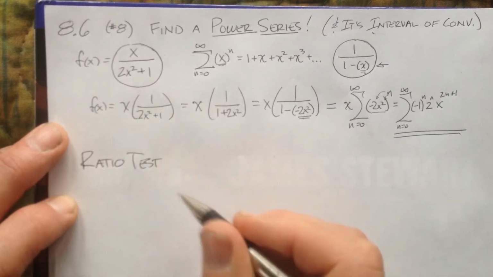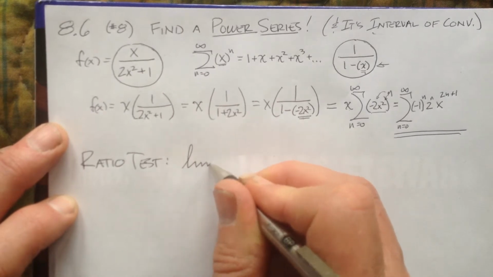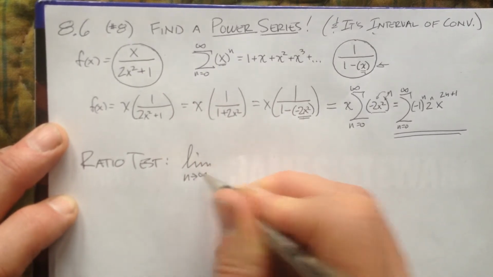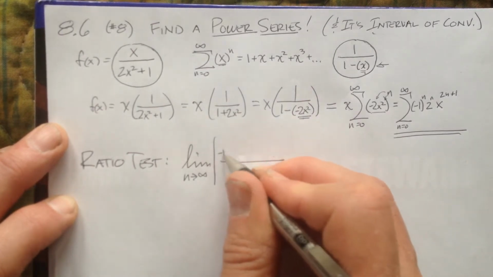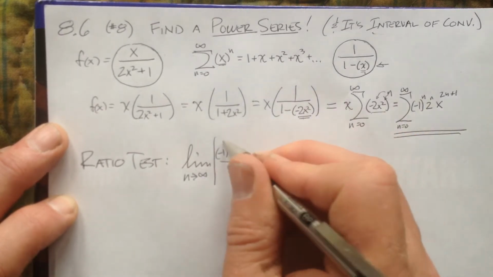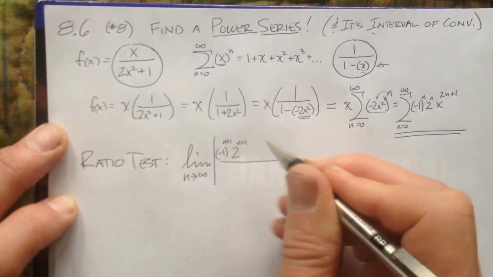And I just very carefully replace n with n plus 1. And I'm going to let that n go to infinity. And I'm going to look at the absolute value of that ratio. So I've got negative 1, in place of n goes n plus 1. I've got 2, and in place of n goes n plus 1.